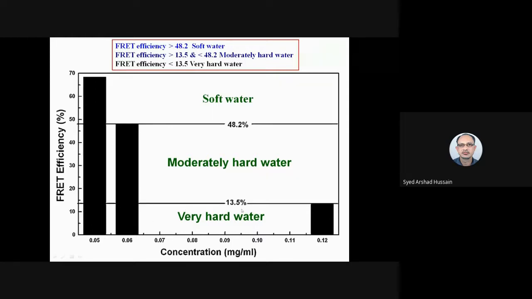If energy transfer efficiency is 13.5% or less, then we say that this is very hard water. If the efficiency is 13.5 to 48.2%, then moderately hard. If higher than this, it is soft.